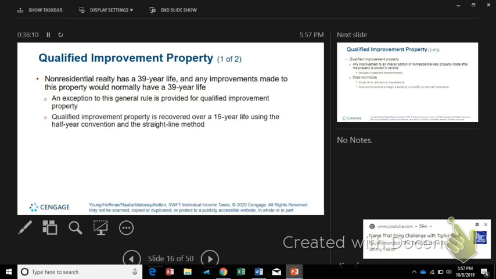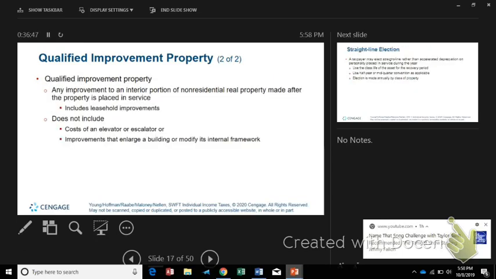All right, so quality improvement. Non-residential realty property is a 39-year life, and any improvements to that property normally would also have a 39-year life. An exception to that would be quality improvements. Quality improvement property is recovered over a 15-year life. This is non-residential, so this is not anything you're going to live in, or rental property that you're renting out, like apartment-type rental. Those are 27.5 years, and I think you saw that in one of the things I already put up.